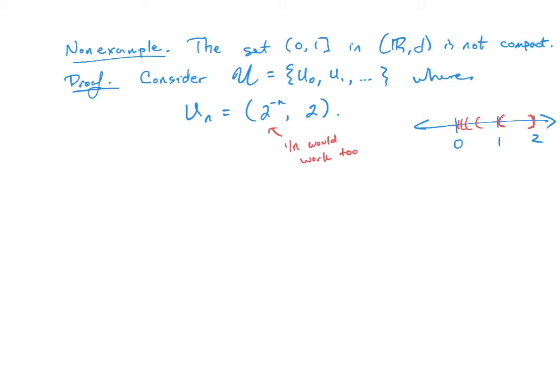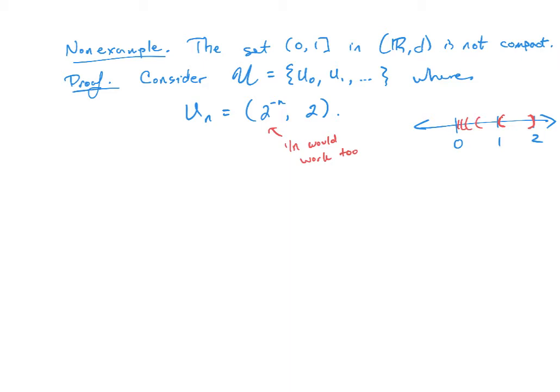We could do 1 over n there instead of 2 to the minus n. I realize the entire course we've been tending toward doing 1 over n. But actually, in this case, and in most of those cases, 2 to the minus n is nicer because we don't need to worry about whether n is 0 or not. So I'm going to use 2 to the minus n here.